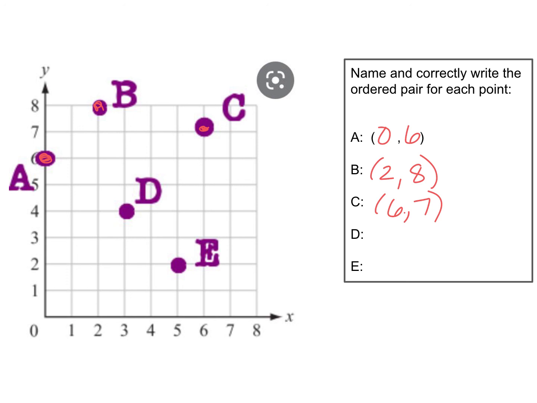And then D is going to be 3, so over to the right 3, up 4, and E is going to be 5, 2. It makes a huge difference if you have your numbers flipped around, so make sure you are always doing over first and then up. Make any corrections that you might need to make based on the work that you have so that you have the correct work on your packet.